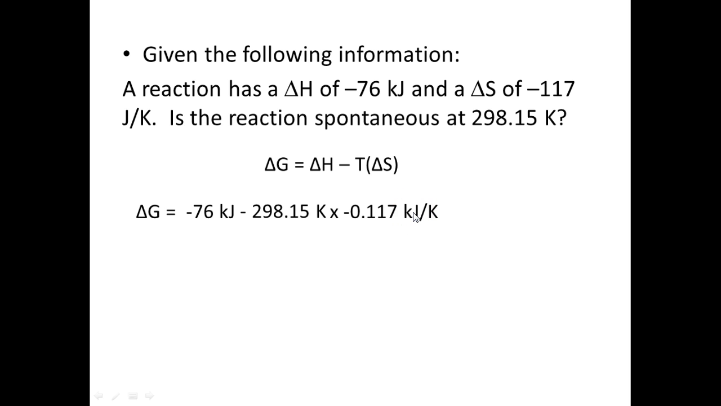So after I calculate all of that, I end up with negative 41, but in order to see what my final label is going to be, I have Kelvin times kilojoules per Kelvin. So essentially I'm dividing by Kelvin, so that those two Kelvin are going to cancel out, leaving me with an answer of negative 41 kilojoules, a measurement of free energy. We're going to do some practice problems on this today, so if you have questions, please let me know.